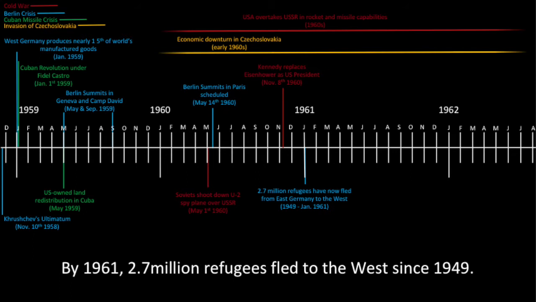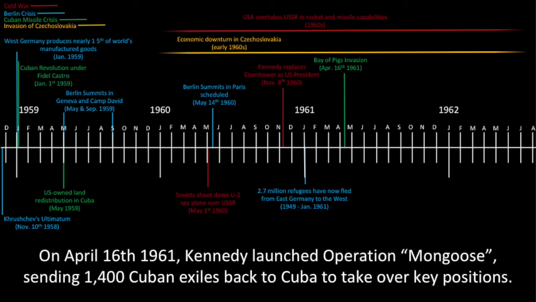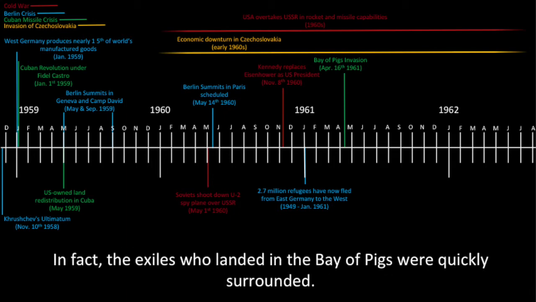By 1961, 2.7 million refugees had fled to the West since 1949. On April 6, 1961, Kennedy launched Operation Mongoose, sending 1,400 Cuban exiles back to Cuba to take over key positions. In fact, the exiles who landed in the Bay of Pigs were quickly surrounded.